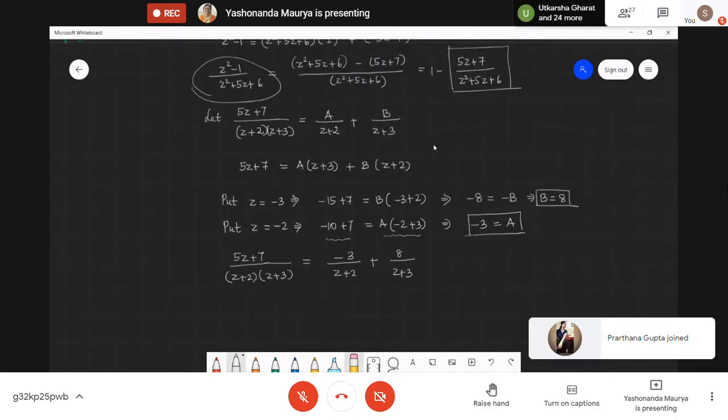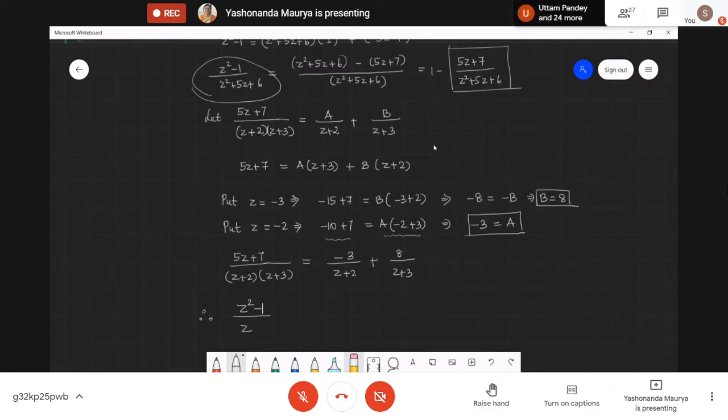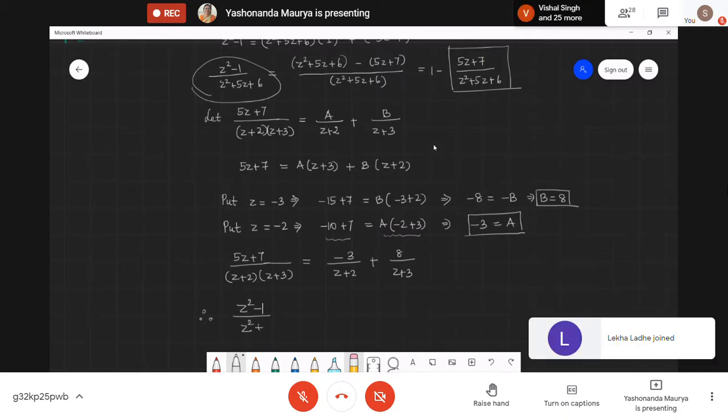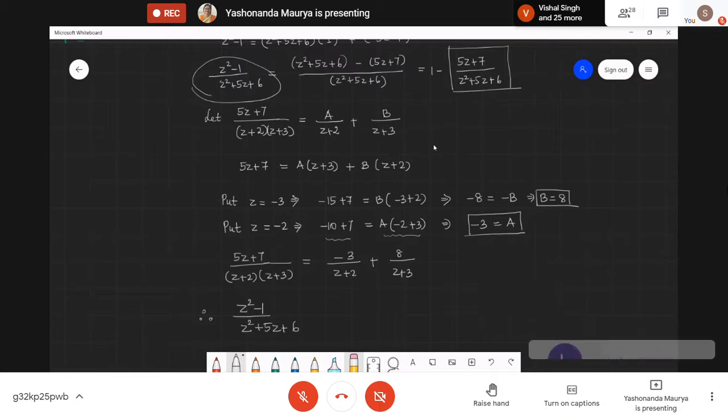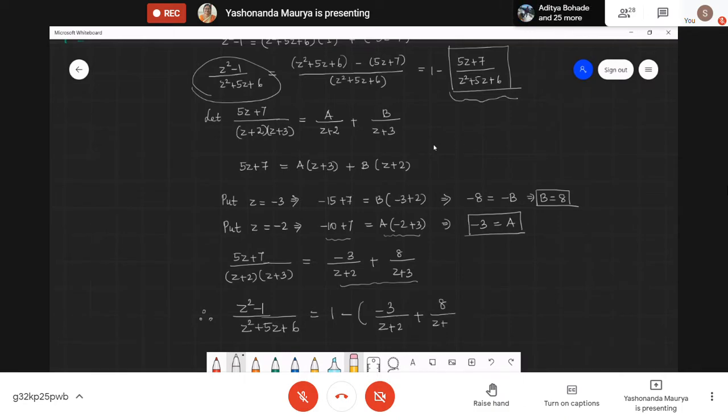Okay, so coming back to this, it will be z square minus 1 upon z square plus 5z plus 6. What will this be equal to? It will be 1 minus this expression, and this we have simplified here. So it will be minus 3 upon z plus 2 plus 8 upon z plus 3. So ultimately it is 1 plus, let me multiply by this negative sign, open up the bracket. Okay, so what we have done is we have only simplified the function.